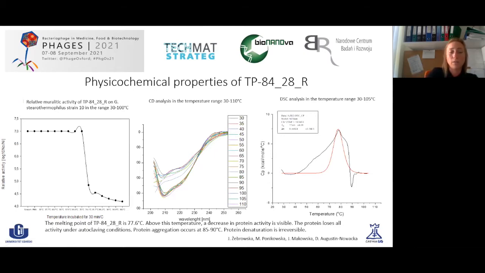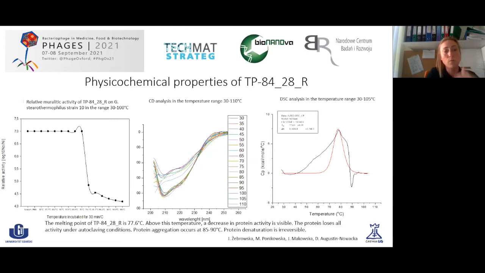However, heating the enzyme in the temperature range from 75 to 100 Celsius degrees did not cause the activity to drop to zero, but only reduced the activity to 33%. Therefore, we decided to measure the activity after treating the recombinant endolysin under autoclaving conditions, and this confirmed the loss of activity to zero.